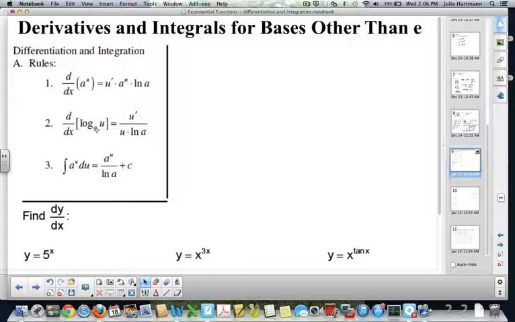Derivative of log base a of u, if it's log with a different base than e, is u prime over u times ln of a. And then the integral of a to the u is a to the u over ln of a plus c.